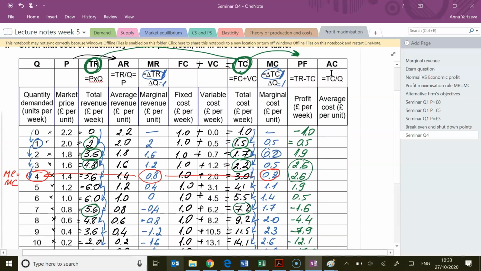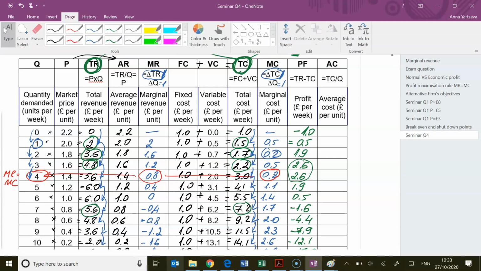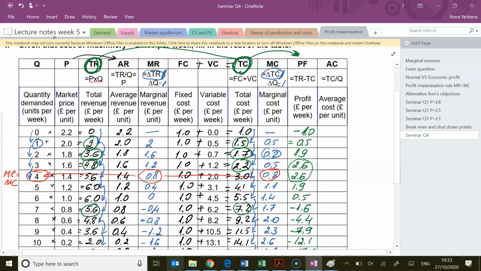And the last column which we need to complete is average cost. What color should I use? I think I'll use black again. Average cost is simply total cost divided by quantity. So we look at the total cost column now and divide by quantity. Total cost is 1 divided by 0, which cannot be calculated. Total cost is 1.5 divided by 1 is 1.5. Total cost is 1.7 divided by 2 items. It's 0.85 each.